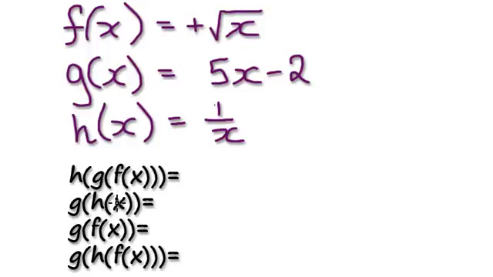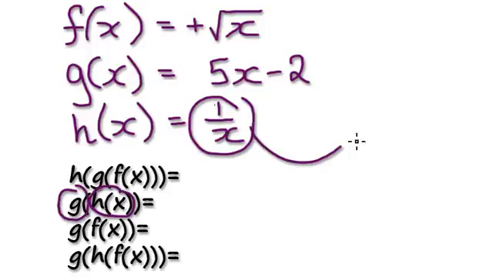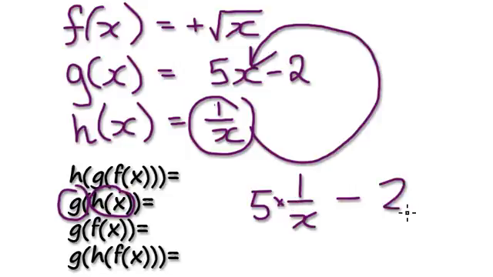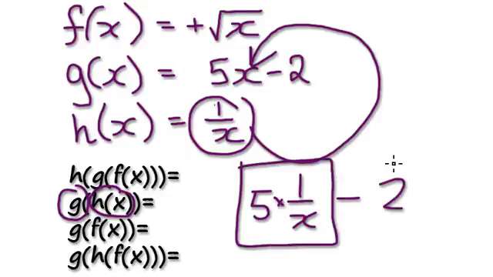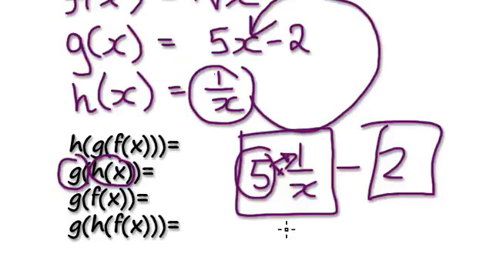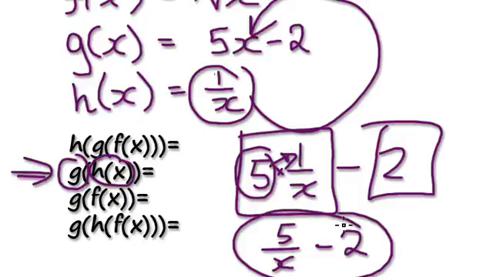Then this one, that means h of x put into the g. So it will look like this: 5 times 1 over x, and then minus 2. Now this is one block and this is another block. Here you're multiplying a fraction, so it gets multiplied to the top. So it will look like this: 5 over x take away 2. So the answer to this one is given by this.